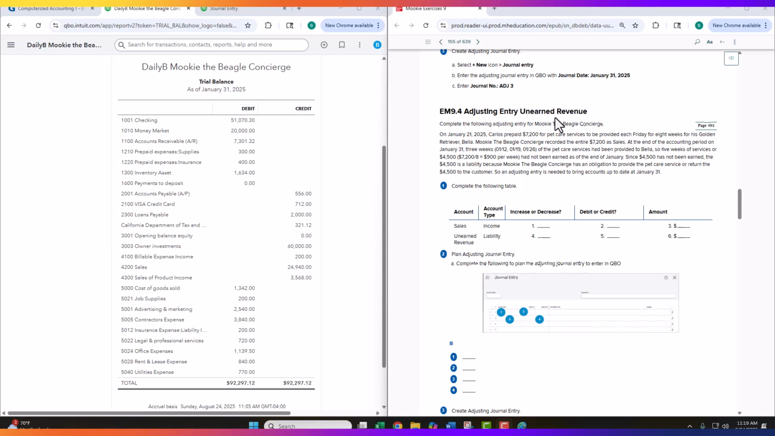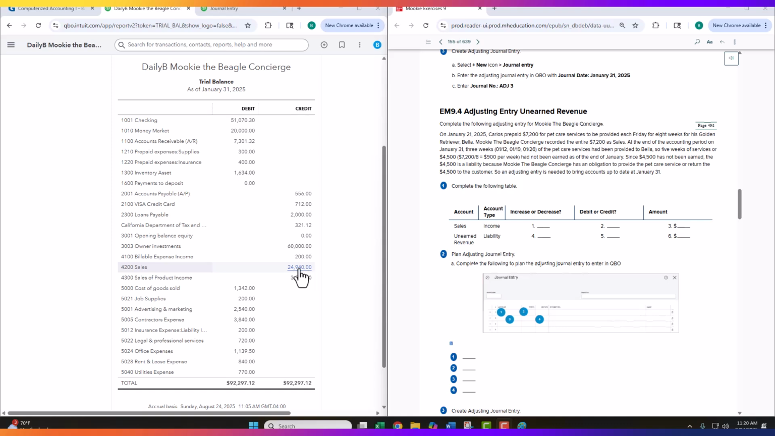So the next adjusting entry relates to the concept of unearned revenue, and the narrative tells us that on January 21st, the customer Carlos Hafra prepaid for some pet services that were going to be provided over 8 weeks for the pet Bella. And it's telling us that we recorded the entire amount as sales. And if we look at our sales account here that would reflect the services, it is this 4,200 sales account. And because there's a lot of other sales in here, we don't see that 7,200.